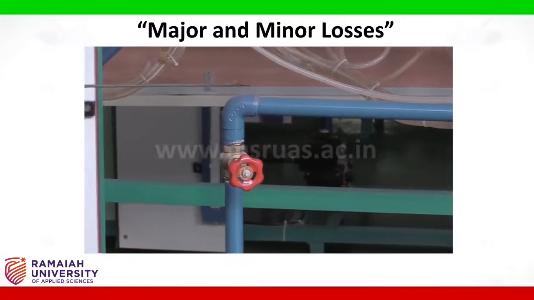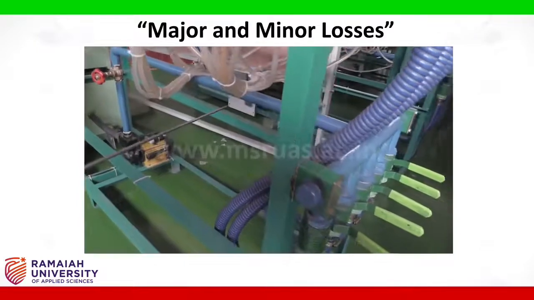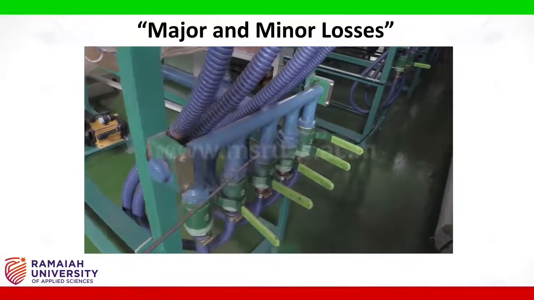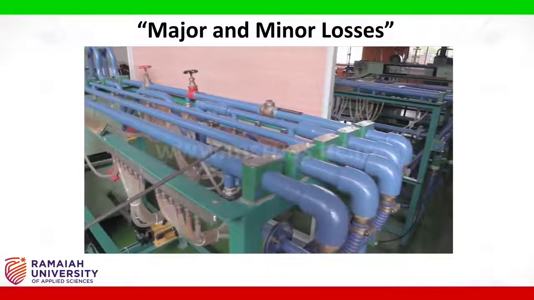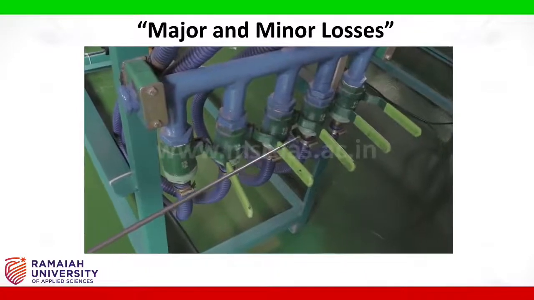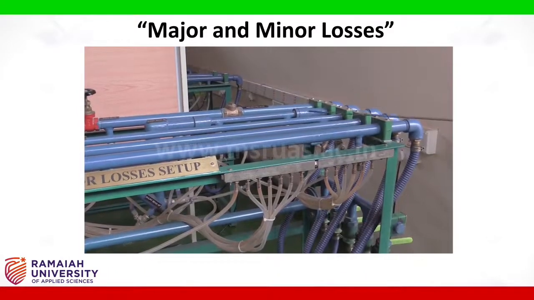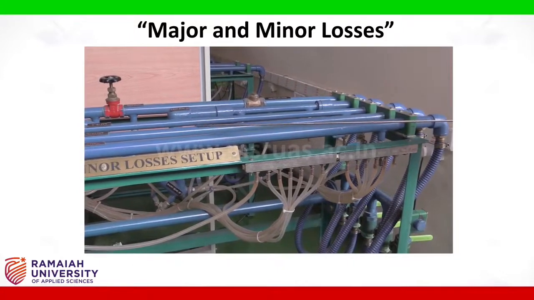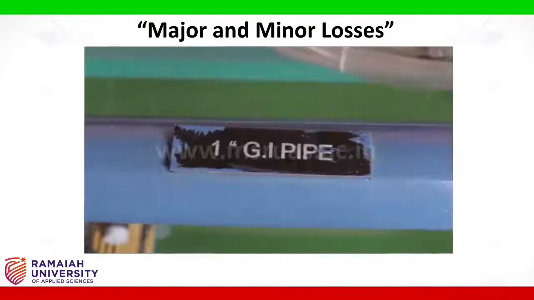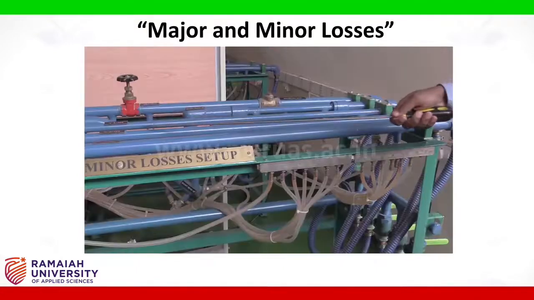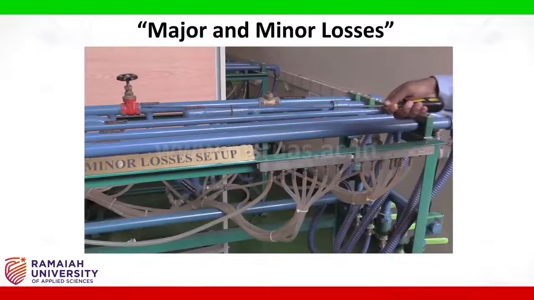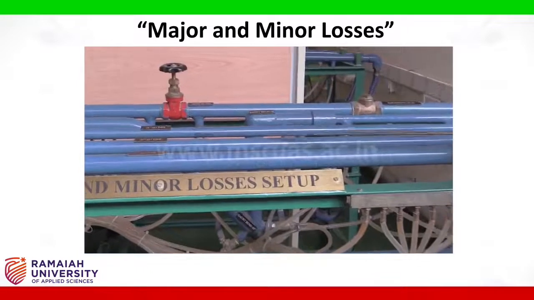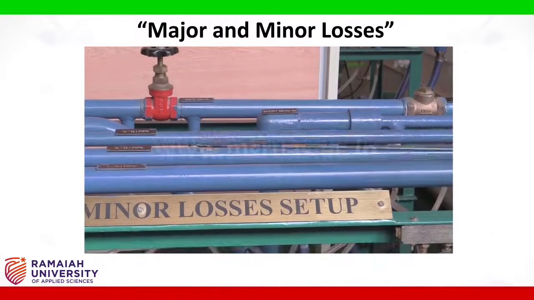Further, this pipe is connected to a header from where the water can be distributed to various pipes via different valves. From the header, we can allow the water to flow through the long distance pipes. Here we have a 1 inch GI pipe, a 3/4 inch GI pipe and a 1/2 inch GI pipe, such that we can calculate the head losses for various diameters of the pipes.